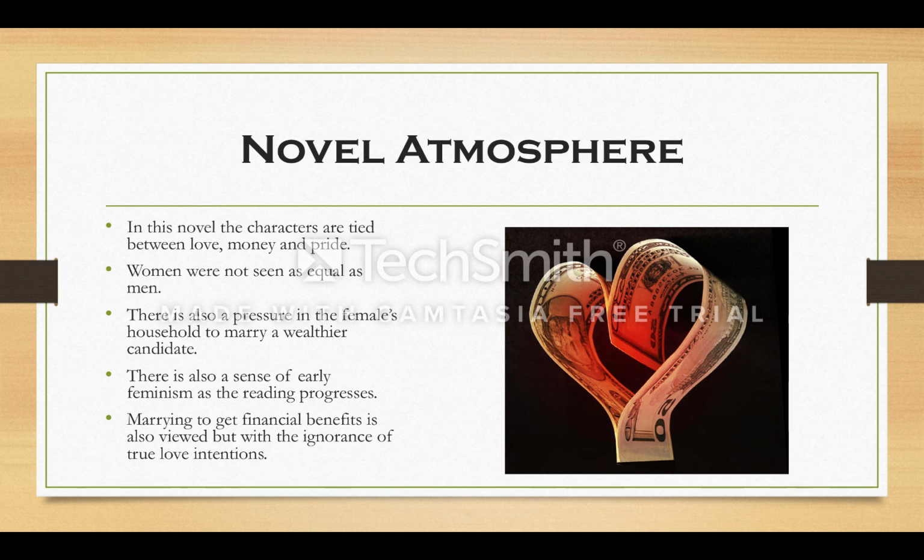As the reading progresses, you're going to know why feminism was becoming important during this era and how Jane Austen herself was pre-feminist in her own book and her own work and novels, and it represented them as you keep reading the novel. And lastly, marrying to get financial benefits is also viewed, but with the ignorance of true love's intentions. So they're trying to get married for money, but the main thing is that love is going to be powerful in this novel. Instead of just money situations, you're going to see the characters evolve as the story progresses and how money is not going to be important because at the end of the day, love is what matters.